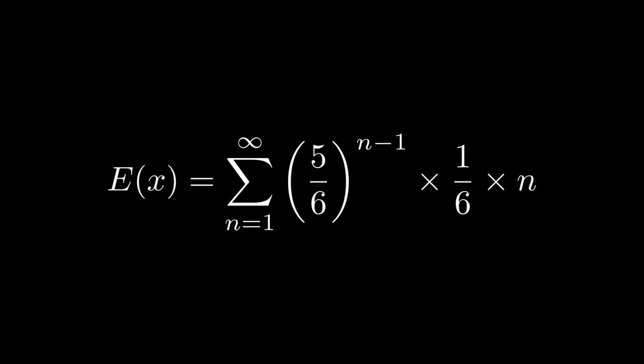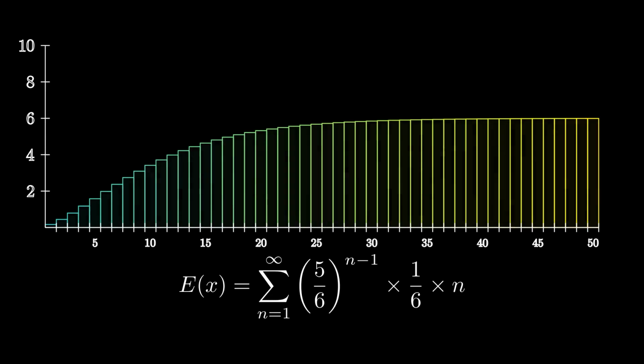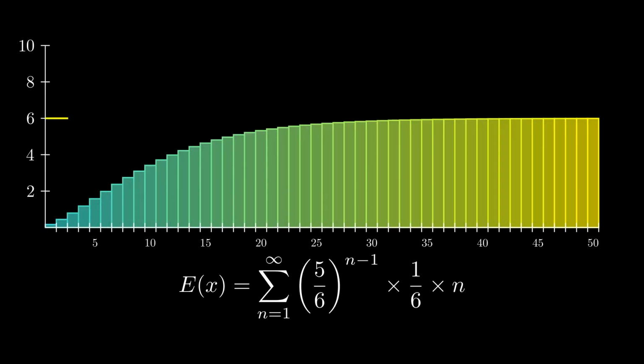But how does this help us? We can add up all of the expected values from 1 to infinity to get our expected value for the whole game. But how can we do this? Adding infinite values may seem daunting, so let's look at the partial sums to see if we can notice anything. As we can see from the partial sum of the first 50 values, it seems to converge to 6. Why is this, and can we find a pattern that generalizes to other p-values?